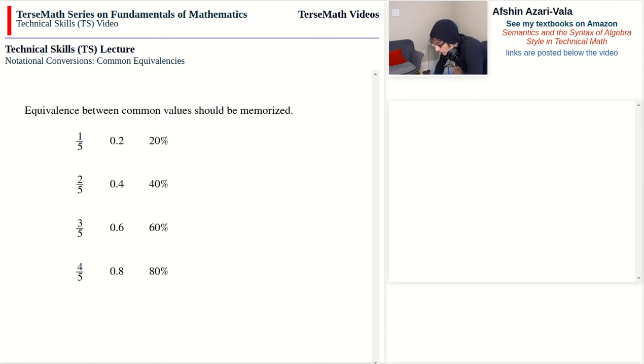In addition to these, there is one other one that I recommend that you know, which comes up frequently enough: 1/8. That becomes 0.125, or as a percentage, 12.5%. So again, keep in mind, you should know these equivalencies by heart.